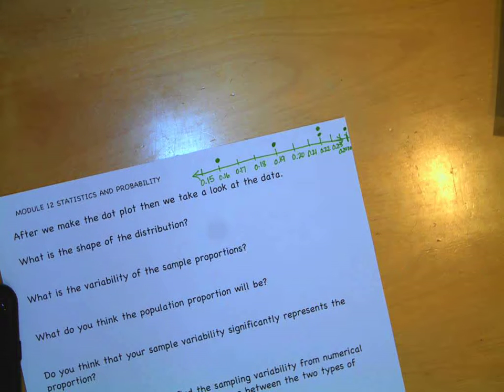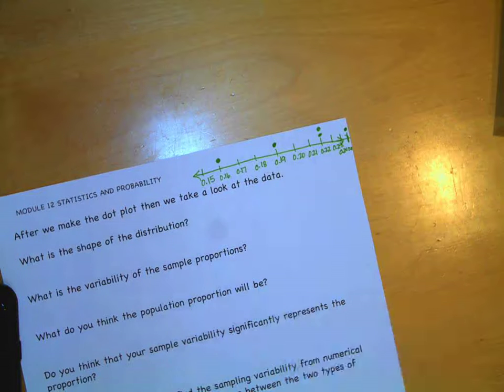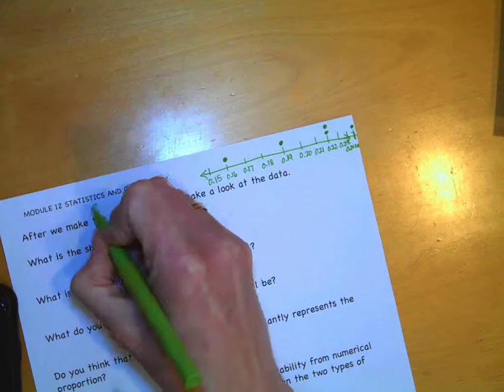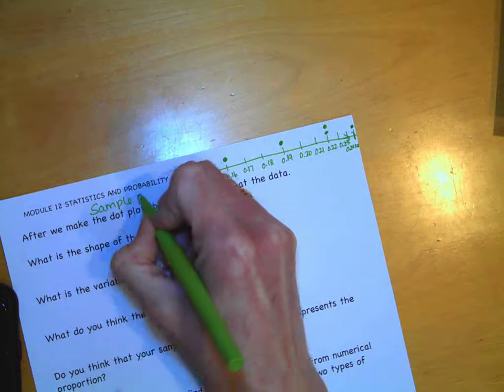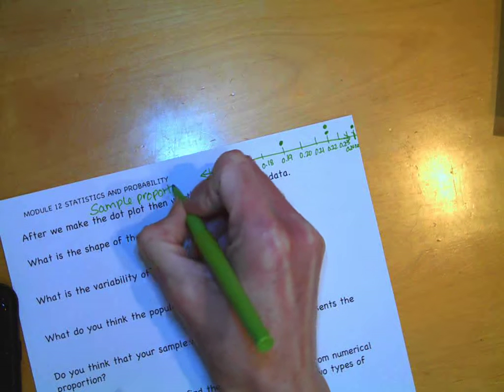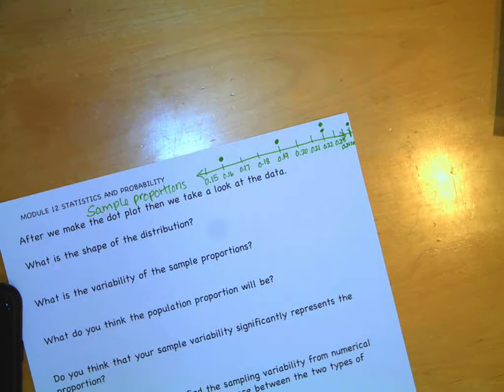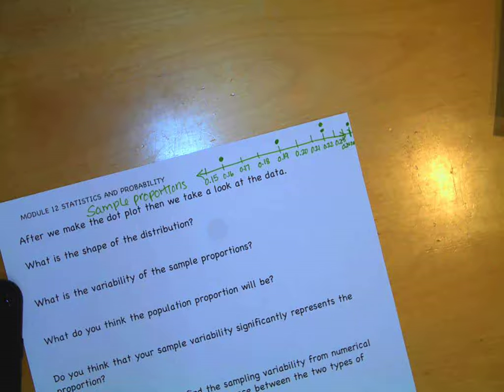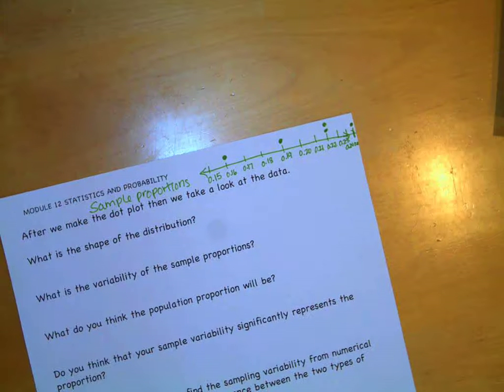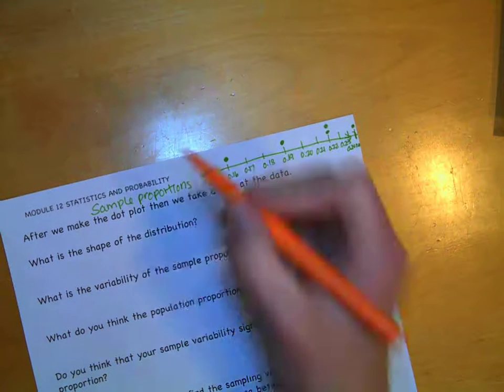The next thing that it tells us is after we make the dot plot, we take a look at the data. You've got to remember all of these data points on here are called sample proportions. The reason they're called sample proportions is because they are the ratios or the proportions representing the proportion of dogs to students in the 5 different sample classes at SMS. So that's what those are. The first question that they ask you to think about when you're working with the data from a sample proportion is, what is the shape of the distribution?